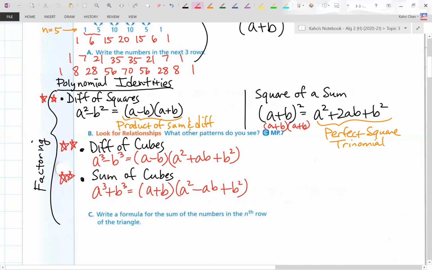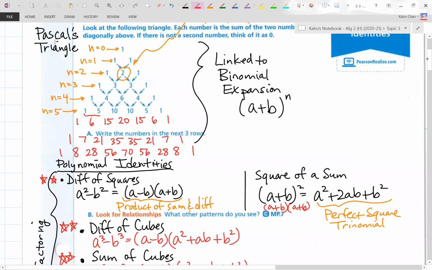And I'm trying to make a connection with this Pascal's triangle. When you foiled a plus b times a plus b, you got this particular perfect square trinomial. Interestingly enough, the numbers in front of the perfect square trinomial are linked to Pascal's triangle. Look at it. We have a 1 here in front of a squared, a 2, and a 1. 1, 2, 1. Where do you see that? There it is.